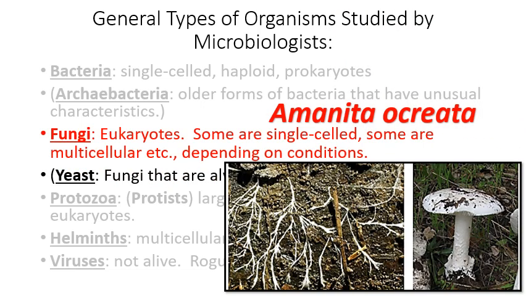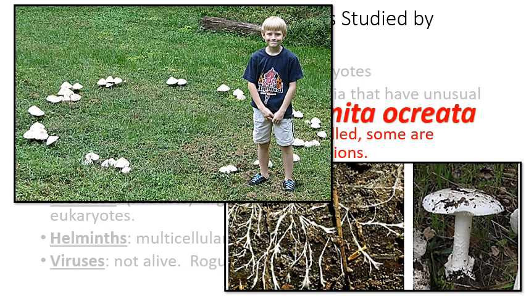Okay, here's a fungi which is more complicated. This is called Amanita ocreata, which is a poisonous toadstool. But mushrooms and toadstools are examples of fungi, just the same way that moldy bread is an example of fungi as well. Okay, so here are some mushrooms growing.